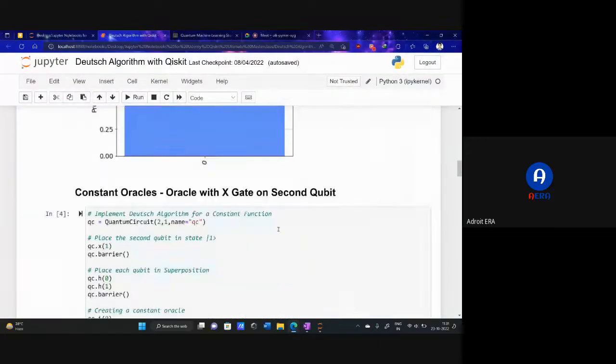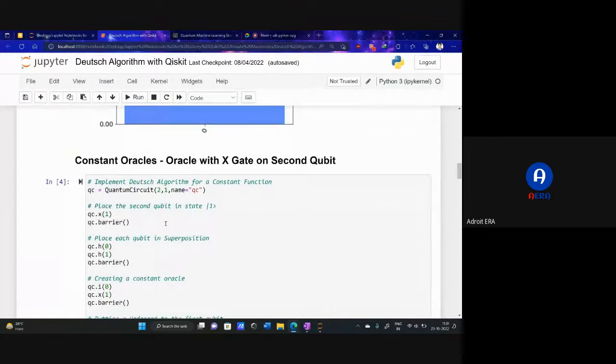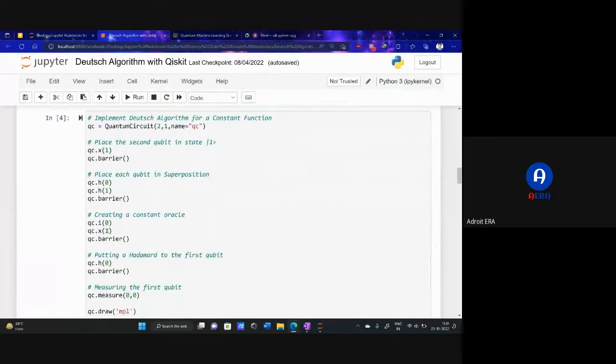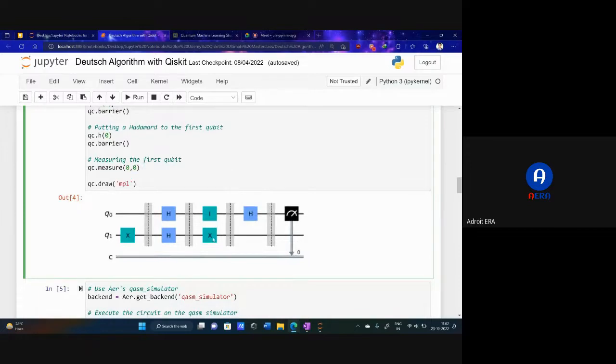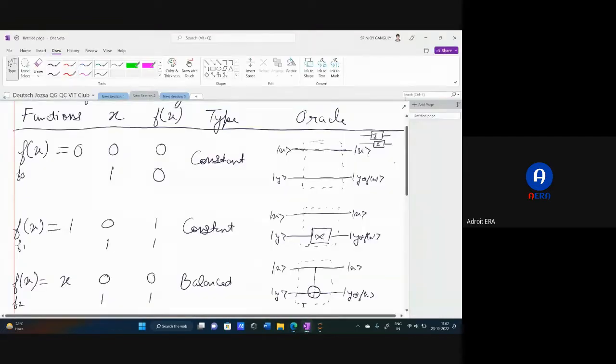So, an oracle with an X gate on the second qubit. Again, the circuit is the same, not much is different, only the oracle is different. There were two identities earlier, now we have applied the X gate on the second qubit. You can see the circuit construction is very straightforward. Once you know the gates, you just need to put them in the oracle, and this is how it will look. This is the oracle for this one.